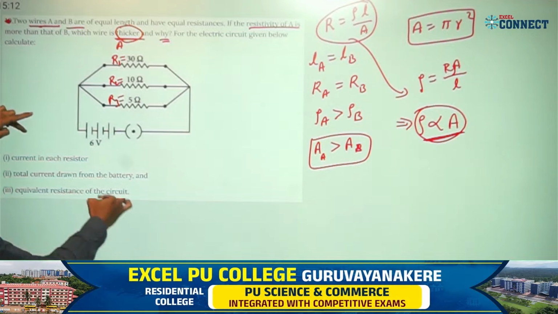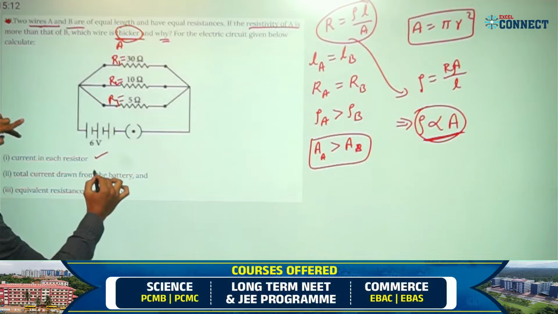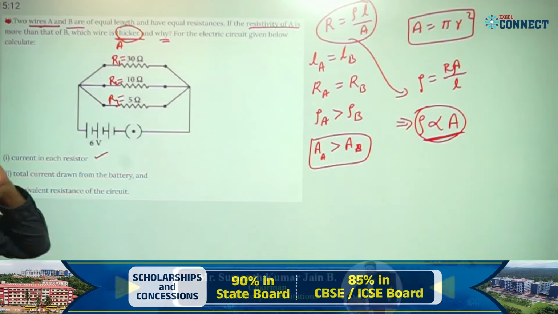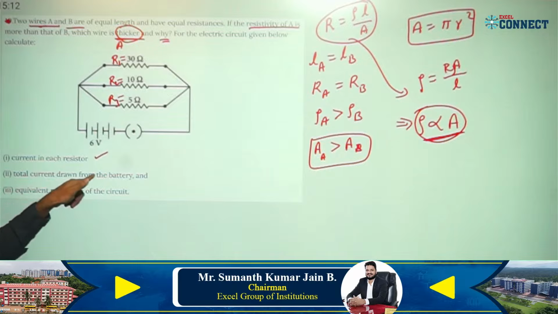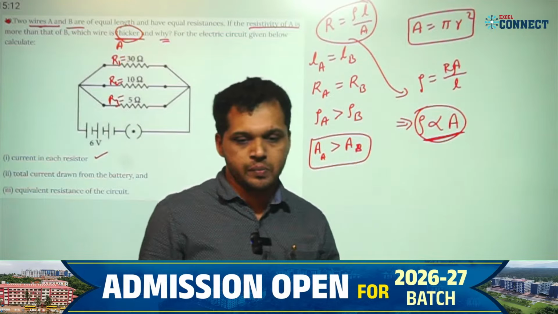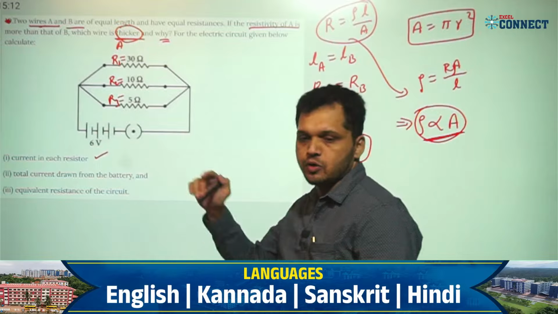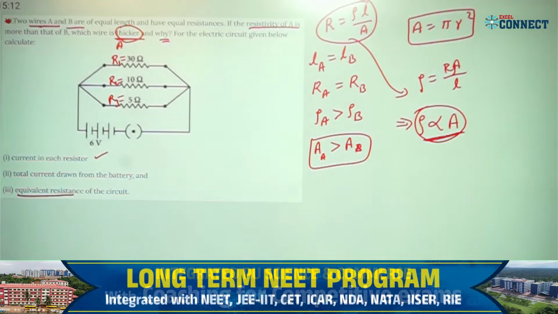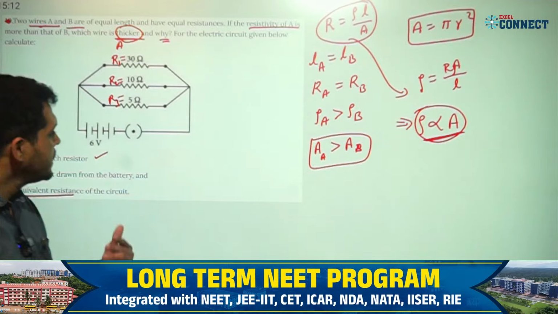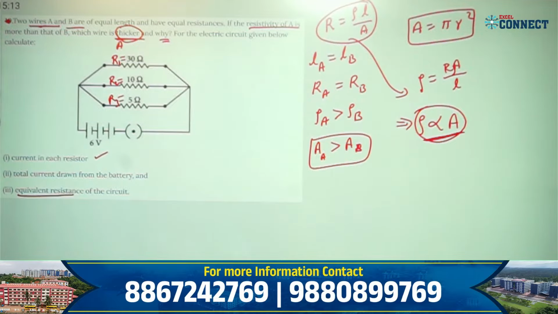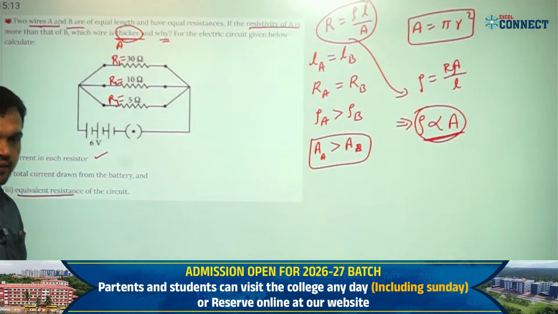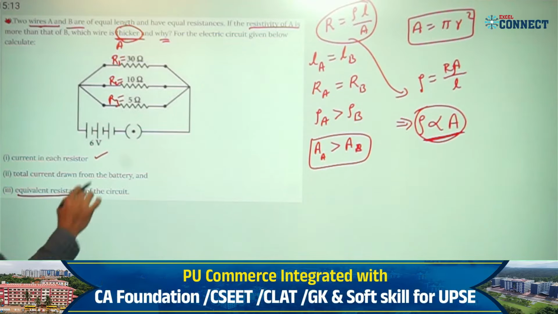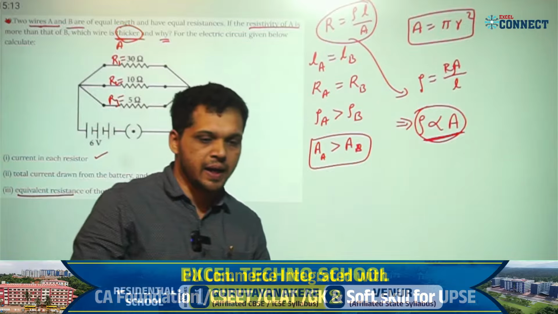Here the question is: the current in each resistor we have to find, the total resistance, that is the equivalent resistance, we have to find. Then the total current drawn from the battery. All these parameters we have to find. First I will find the equivalent resistance. Once we get the equivalent resistance, then we can calculate the current in each resistor easily. Is it clear? How to get the equivalent resistance? Here three resistors are in parallel.